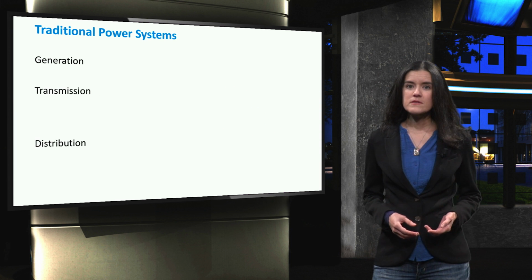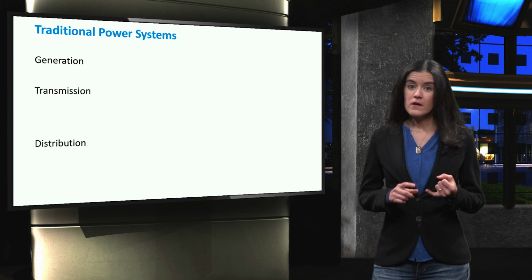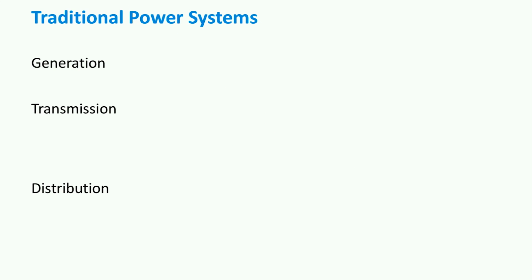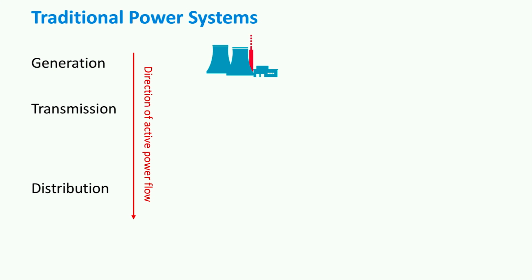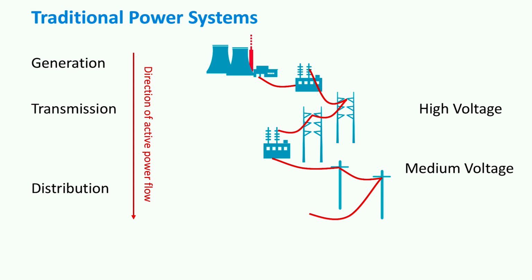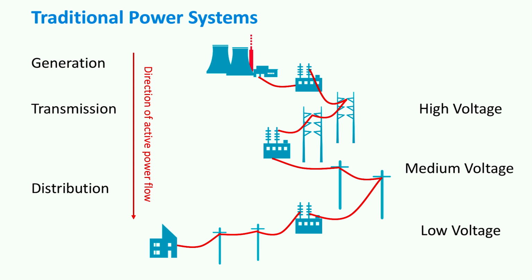Traditional power systems consist of three main parts: generation, transmission, and distribution. In traditional power systems, power flows from the generation units to the end-use customers. Electrical energy is generated mainly by large conventional generation units, like thermal power plants, and then sent to medium voltage substations through high voltage transmission lines. Finally, electricity is delivered to the end-use consumers through the distribution network.